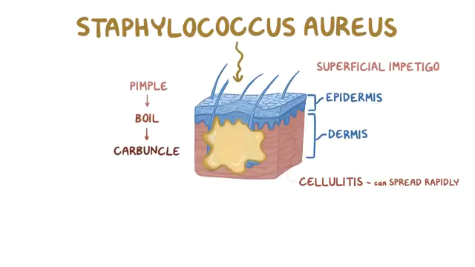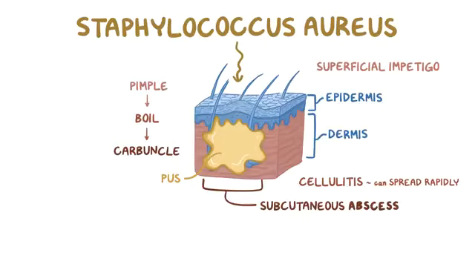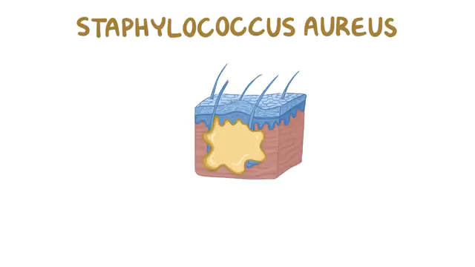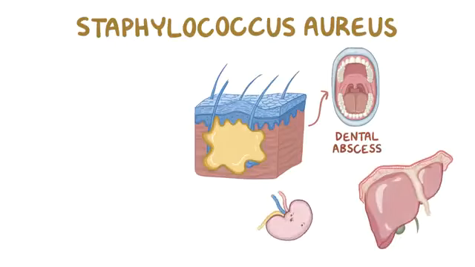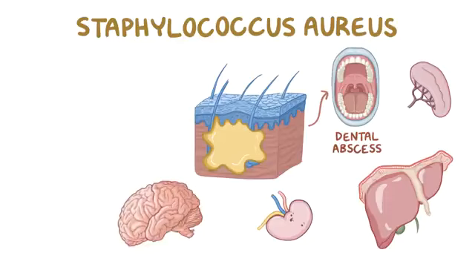If the infection goes deeper, it can develop into a subcutaneous abscess, which is a collection of pus that's walled off and sometimes develops thin walls within it, called septations. These abscesses can happen all over the body, including in the mouth, where they're called dental abscesses, and they can develop within various organs like the liver, kidney, spleen, and brain.